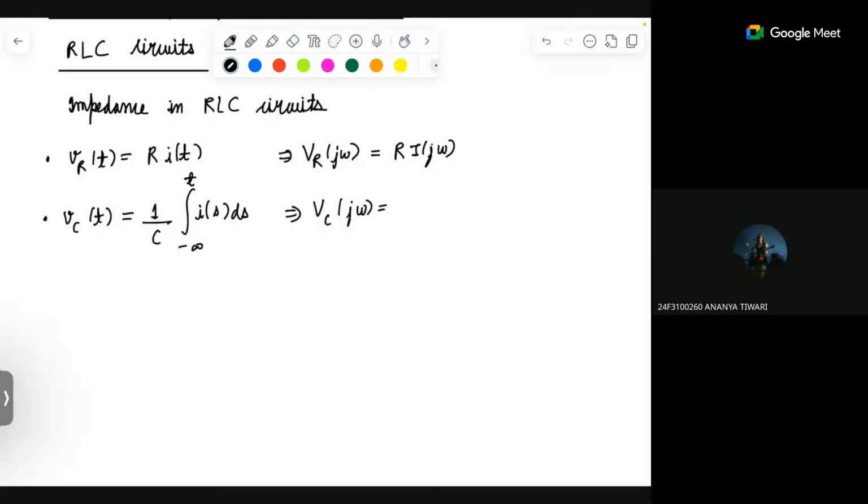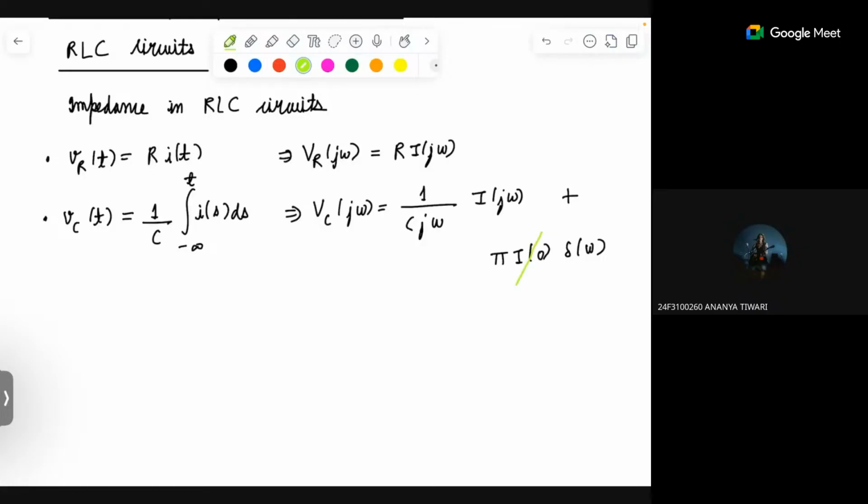Now, when we integrate some function, we get two terms in the Fourier domain. One is 1 upon C jω times I(jω), and we get another term which is π times I(0) δ(ω). So this is as per the property.